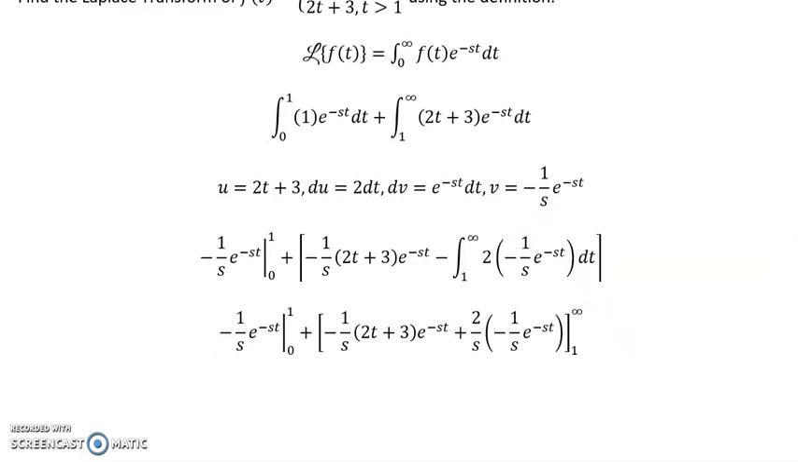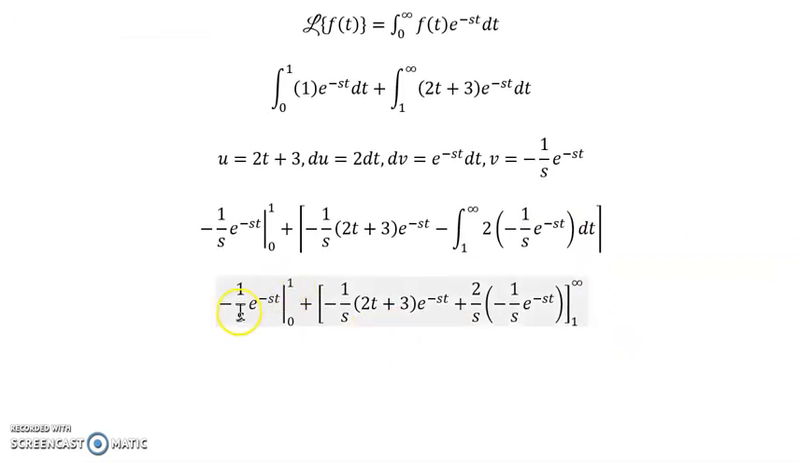Okay, so what happens when we start plugging things in? Well, when we plug in 1, we're going to get negative 1 over s. And when I plug in 1 for t, I'm going to get e to the negative s. But when I plug in 0, I'm just going to get e to the negative st is 1. And so negative 1 over s without the e. And then we're going to do the same thing over here.